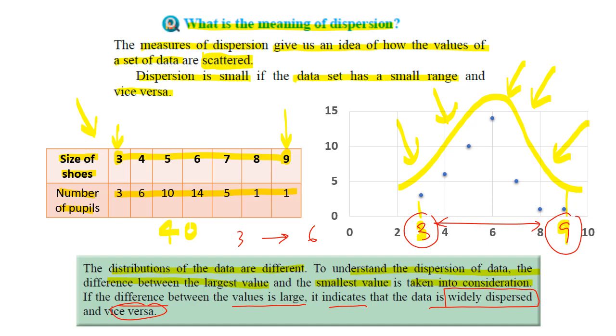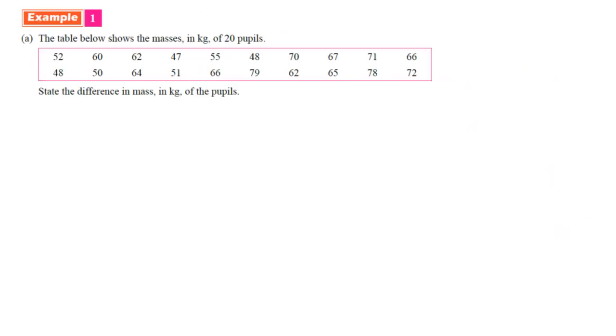Okay, now you know the meaning of dispersion. Let's see example 1. A table shows the masses in kilogram of 20 pupils. So these are the masses of 20 pupils, and you are asked to state the difference in mass in kilogram of the pupils. So first you find the smallest mass first.